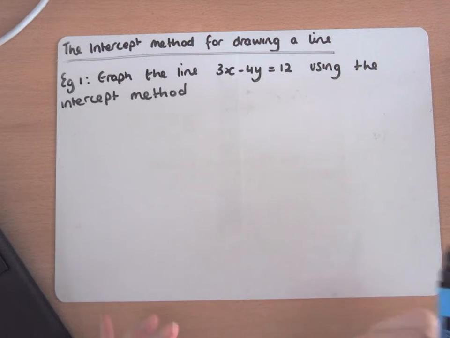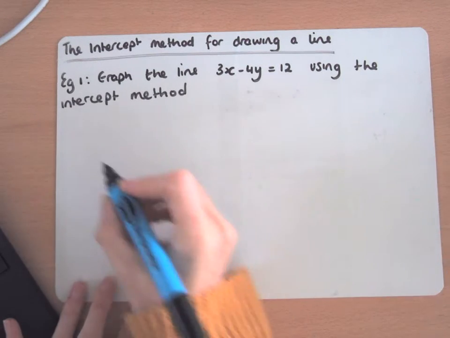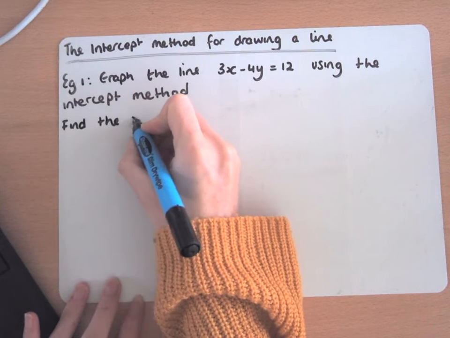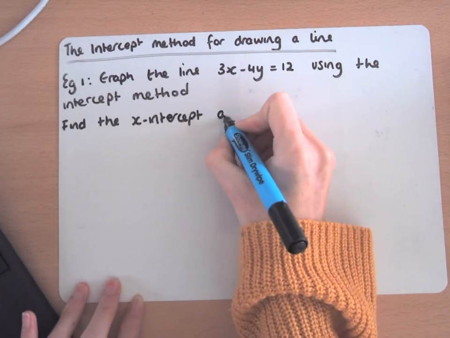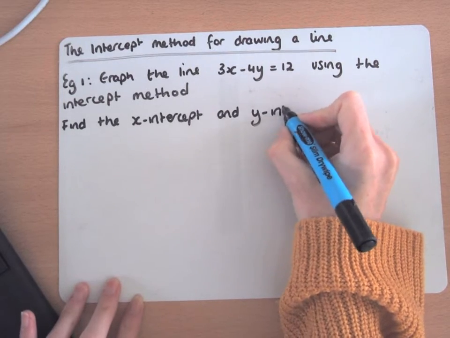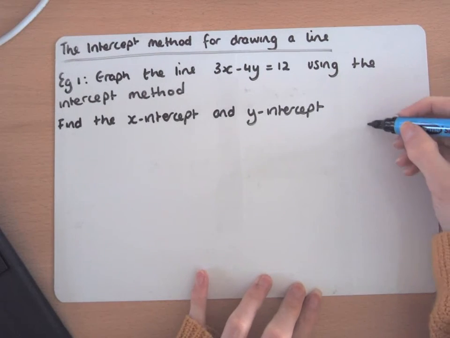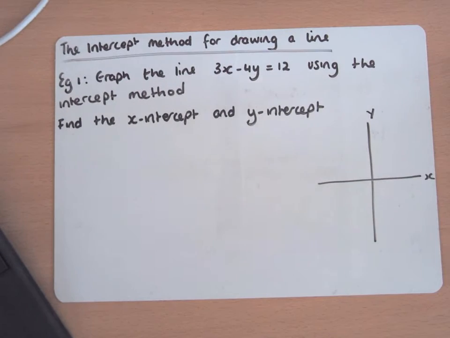So what is an intercept? An intercept is where the line cuts the y-axis or where it cuts the x-axis. So we need to find the x-intercept and the y-intercept. And basically, on a graph, you don't need to draw this for me, I just want to show it to you.